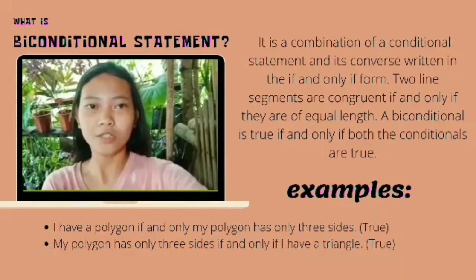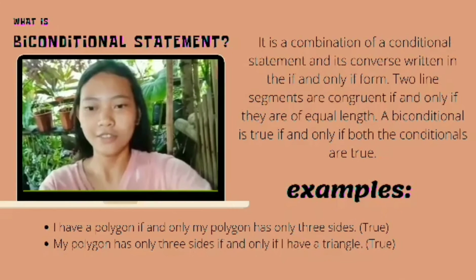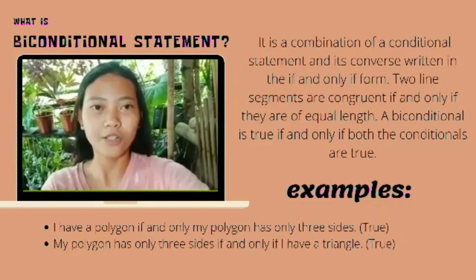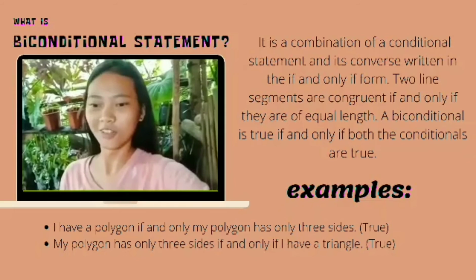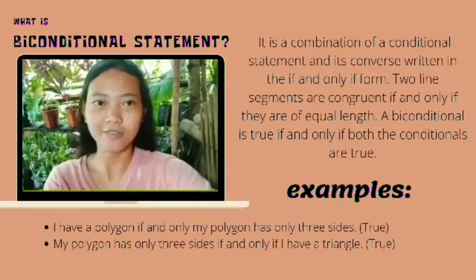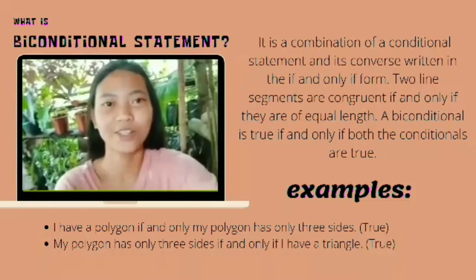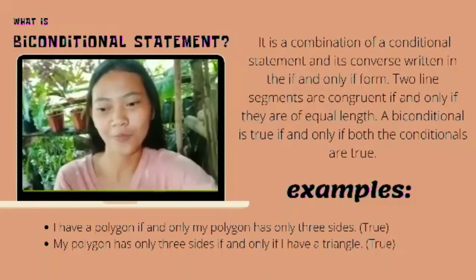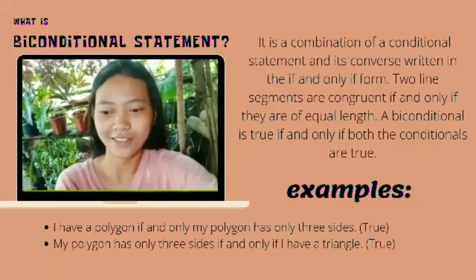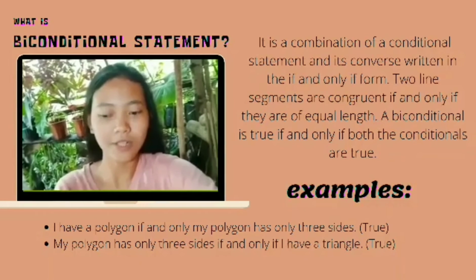Give two examples. One: I have a triangle if and only if my polygon has only 3 sides. Number 2: A polygon has only 3 sides if and only if I have a triangle.